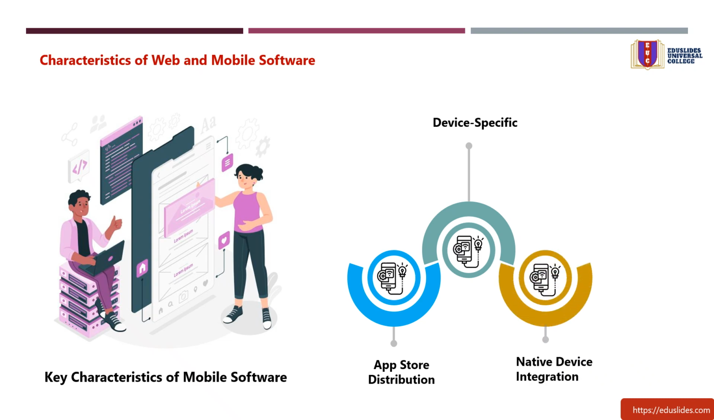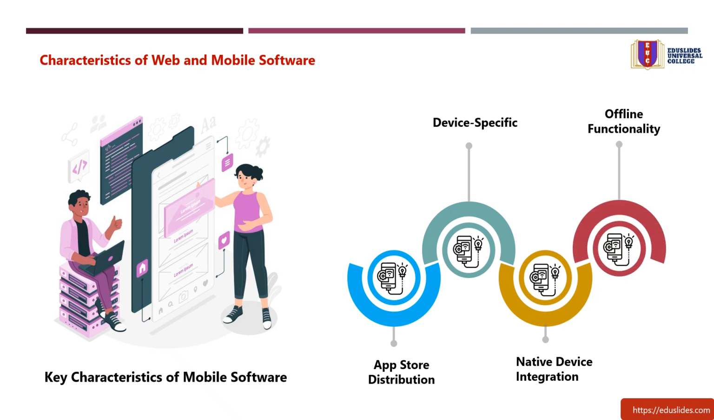3. Native device integration. Mobile apps have access to the device's native features, such as the camera, GPS, sensors, and other hardware elements, allowing for richer and more interactive experiences. 4. Offline functionality. Many mobile apps can be used offline once installed, making them particularly useful in areas with limited or no internet access.